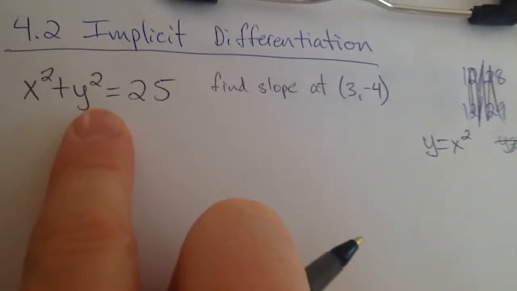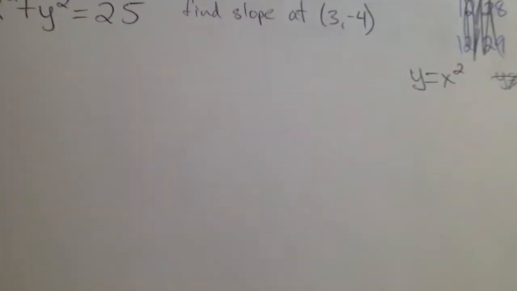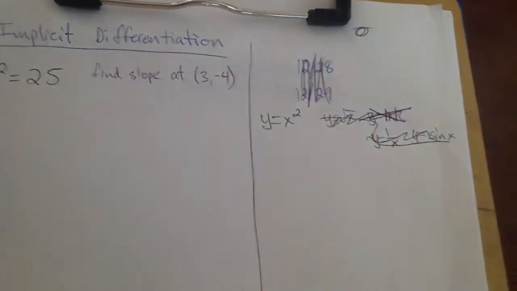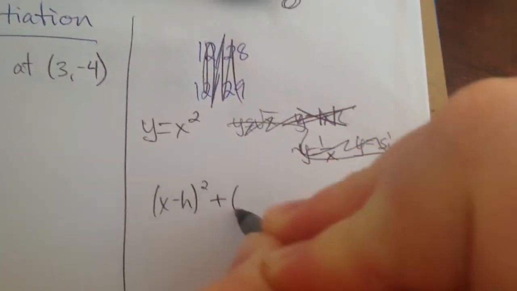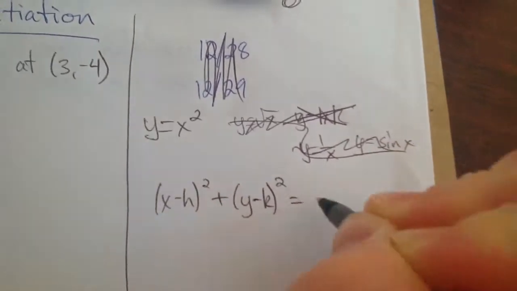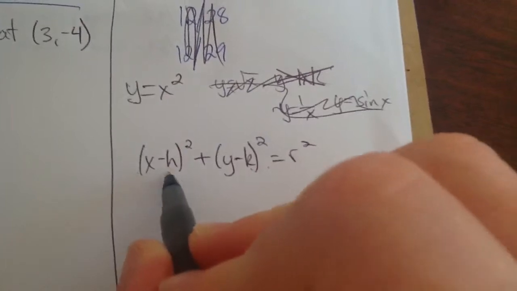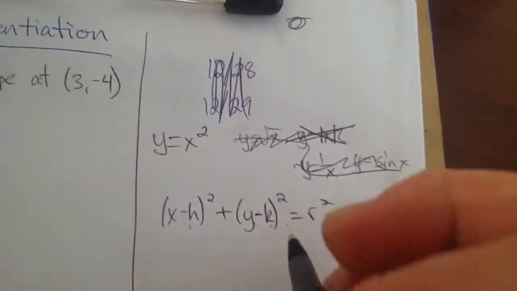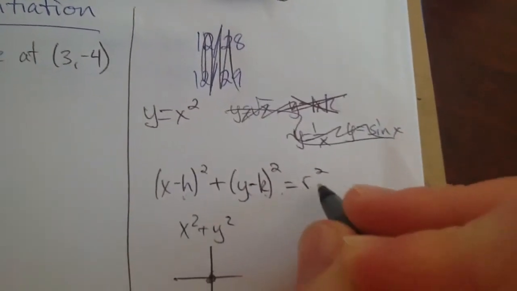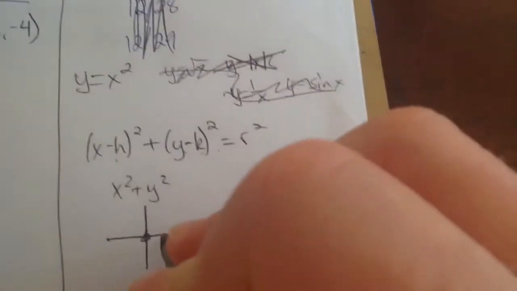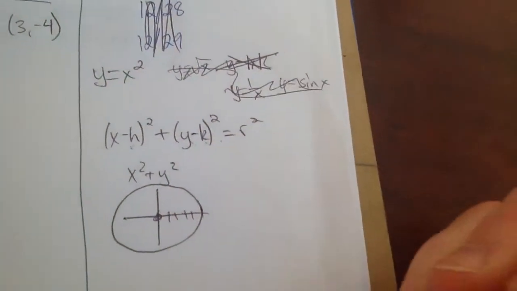Hopefully you kind of remember a little something about circles. This one, the center would be at (0, 0). The formula for a circle was (x minus h) squared plus (y minus k) squared equals radius squared. That was left and right shift, that's up and down shift, and then the radius. So just x squared plus y squared would mean your center is at (0, 0). And then, since we have 25 over here, we'd have a radius of 5. So we'd have a circle.